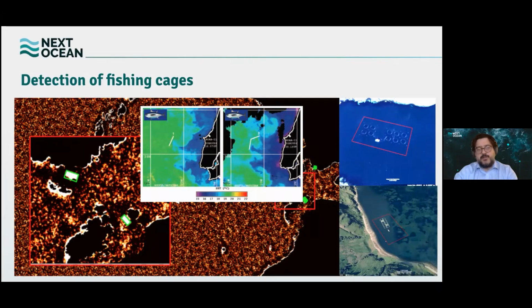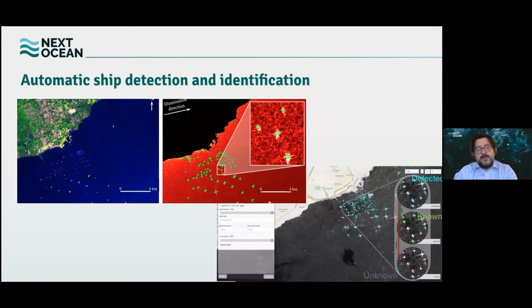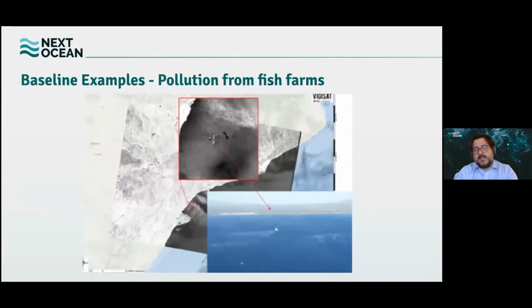I'm giving you some examples here. This is, for example, detection of fishing cages, where you can use optical and SAR data for the detection of fishing cages, where you see here the large images in SAR, and the other ones are optical imagery. You have the automatic ship detection and identification, where you can use, again, especially SAR, so synthetic aperture radar, but also other sources like automatic vessel identification. So AIS data, you can correlate several sources for ship detection and identification.